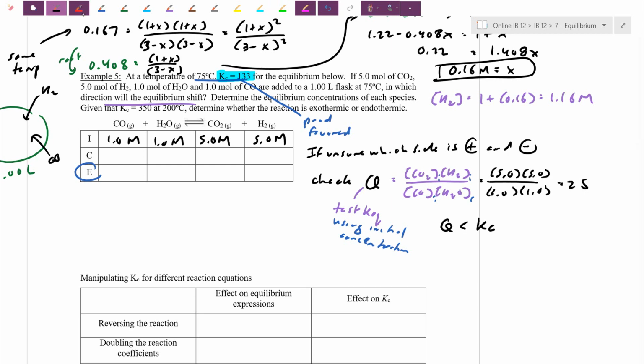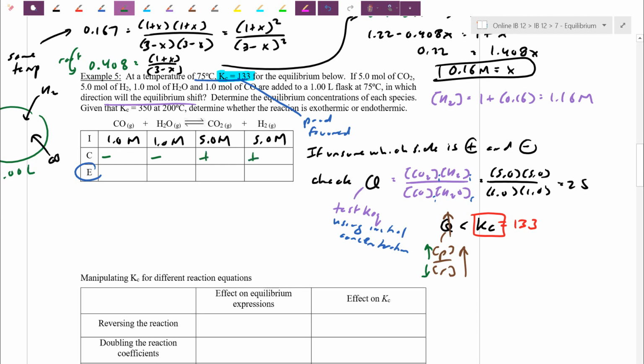Now KC is not going to change. My KC is just going to stay fixed at 133. You need to climb to 133 before we're at equilibrium. So I need to take this test value, which is a product over reactant ratio. Currently it is 25, and I need this value to increase. For this value to increase, I need the fraction to go bigger. For the fraction to go bigger, you need more products and fewer reactants. So if I said fewer reactants, now I know which side is minus. I need to have more products.